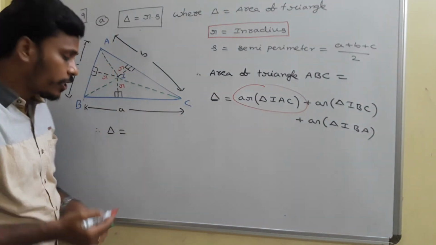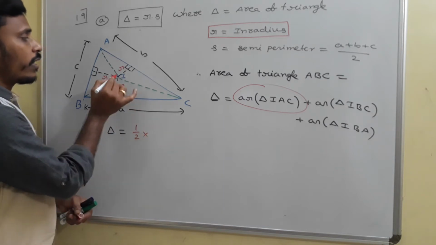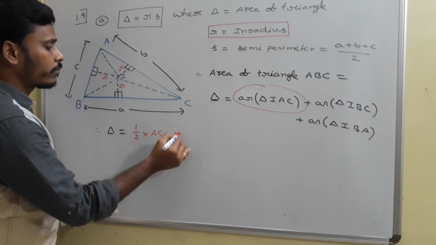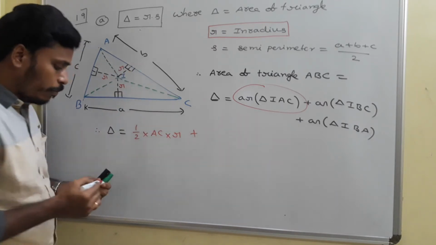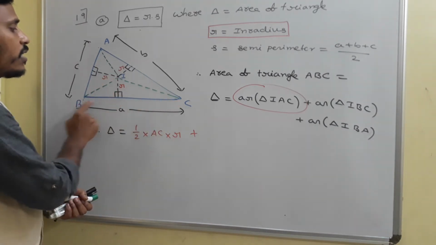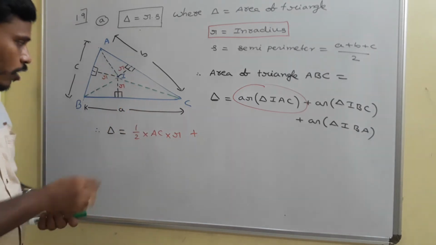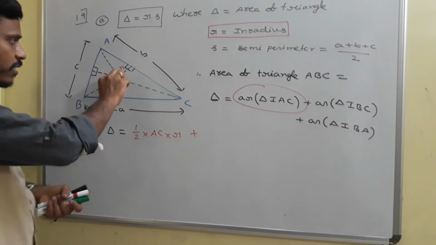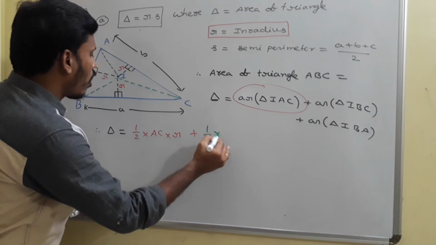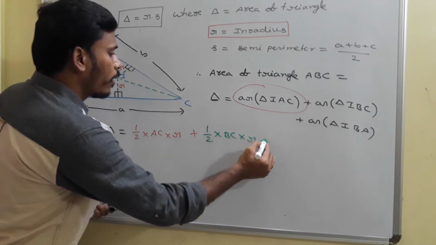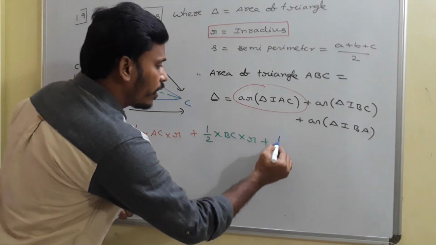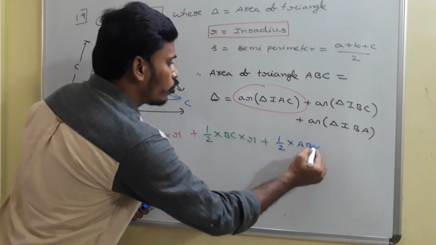Area is usually half base into height. So half into, for this IAC, base is AC into height is this R. Plus the second triangle IBC. So look there, this is IBC. For this triangle IBC, this BC is the base, and again this R is the height, because inradius is just the distance, just perpendicular. The area of triangle IBC is simply half BC into R, plus the area of triangle IBA, which is half AB into R.